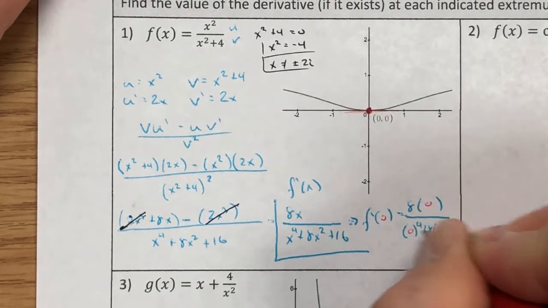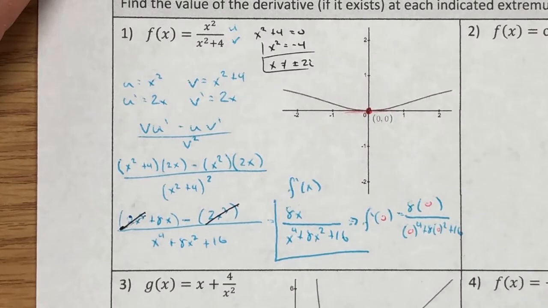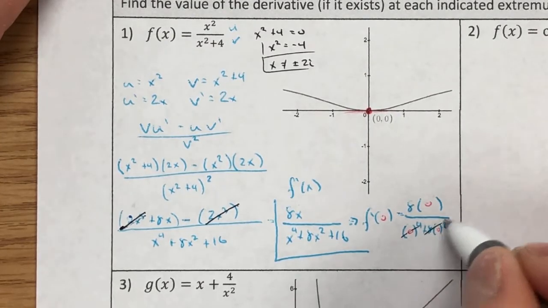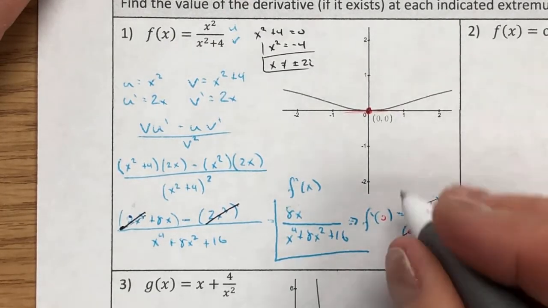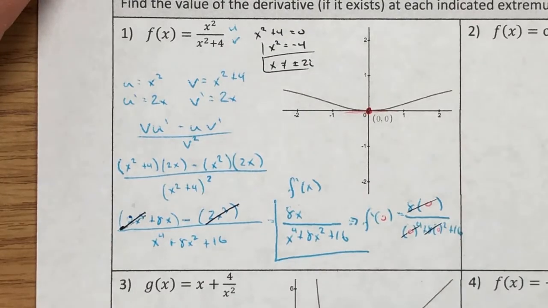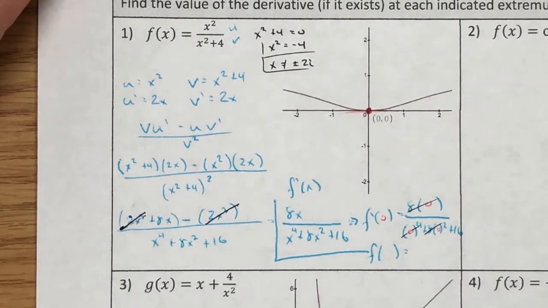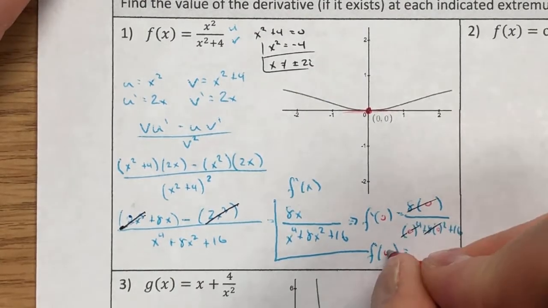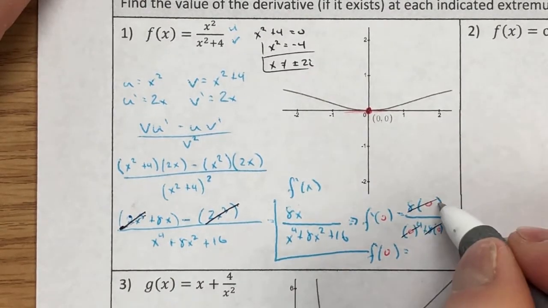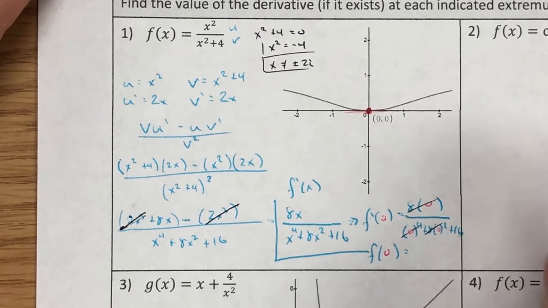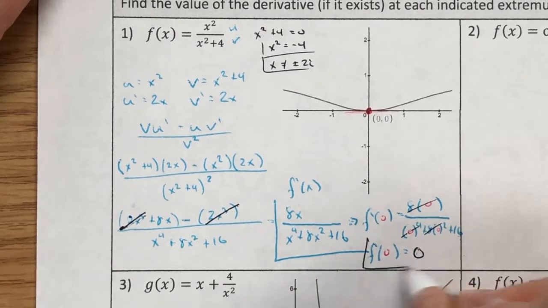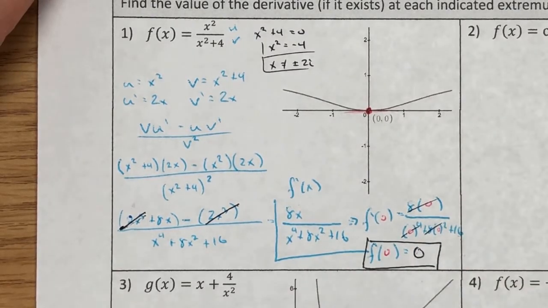So I plug in a 0 into all three of these. I notice right off the bat, cancels, cancels, cancels. So I'm left with f prime of 0, let's do it in red, is 0 divided by 16, which is just going to be 0. Awesome.